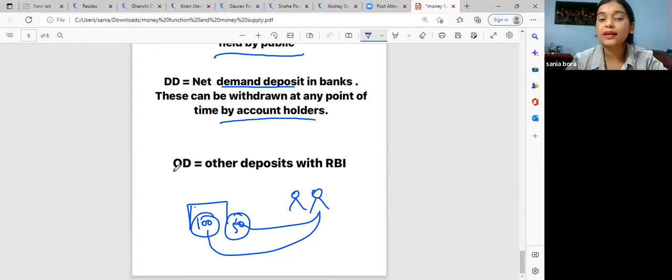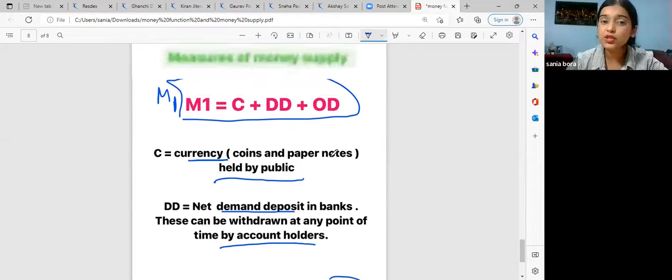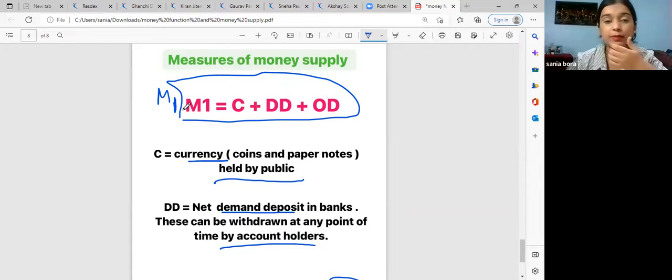And OD is basically other deposit. Apart from demand deposit, there are some fixed term deposits, and some RDs where you pay on a monthly basis. So other deposits are there, and they are always with RBI. RBI is the central bank, the head bank. So if I ask you how you are going to measure the money supply, you'll say, ma'am, M1 equals C plus DD plus OD.